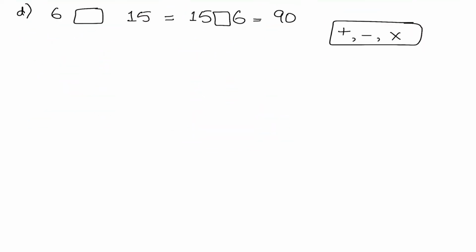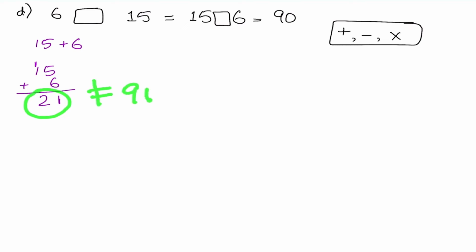Let's look at another example. Here we have 6, some mathematical operation, 15, 15, some mathematical operation, 6 is equals to 90. Let's start by performing addition and see if 15 plus 6 is equals to 90 or not. We will add 15 and 6. 5 plus 6 is equals to 11. So 1 will be written here and 1 will be carried here. And then 1 plus 1 is 2. So 15 plus 6 is 21. You can see that 21 is not equal to 90. You cannot perform addition to obtain 90.